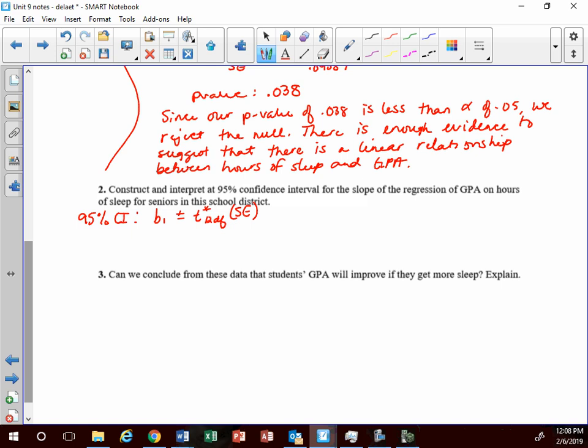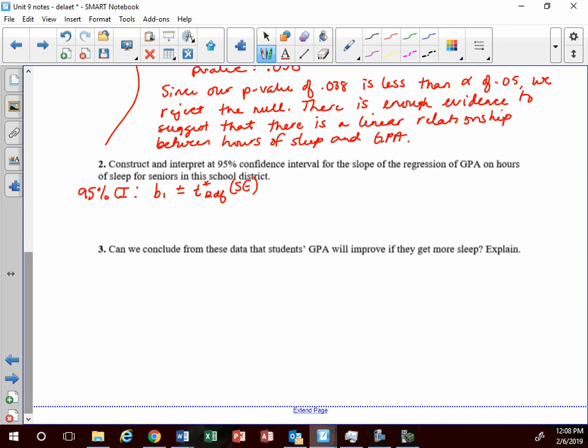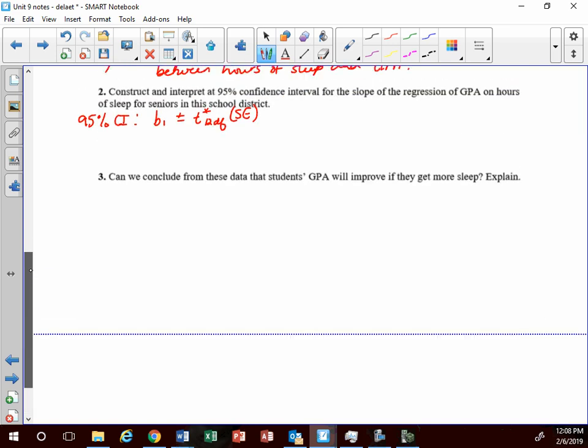So, what is b sub 1? Can you see it okay, Elsa? No, I can't. Okay. b sub 1 is given to you in your computer printout. What do you think? Yep, 0.10197.